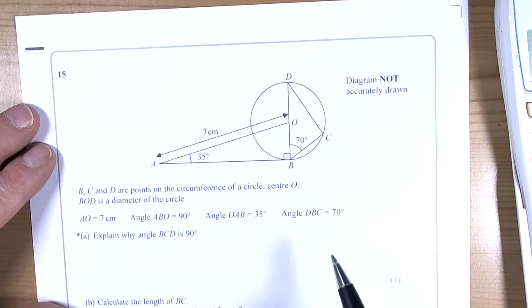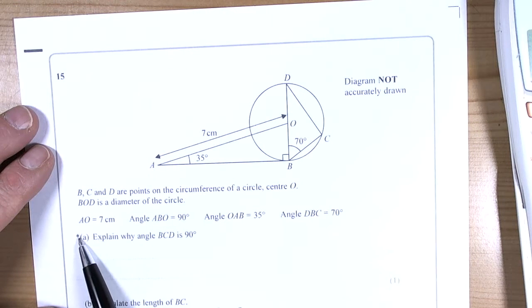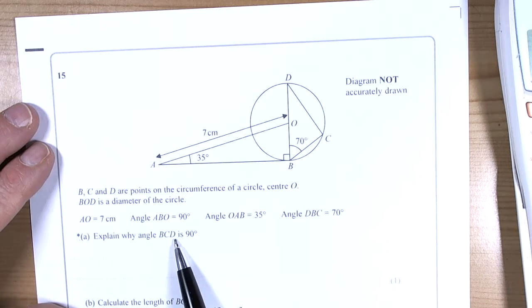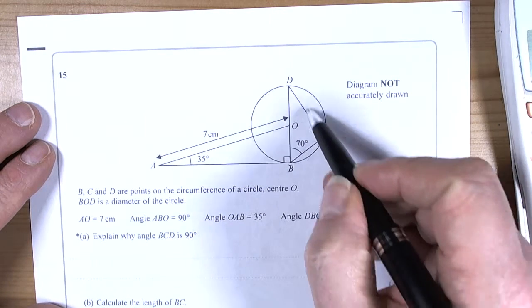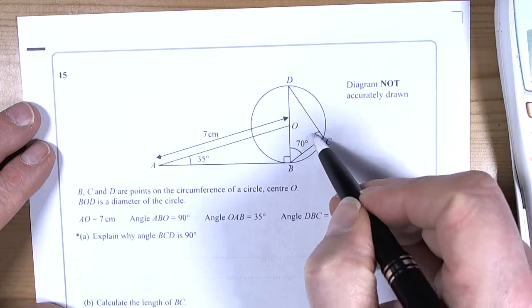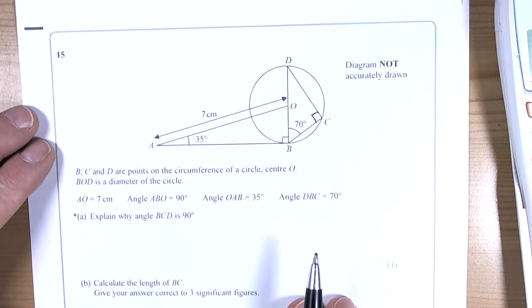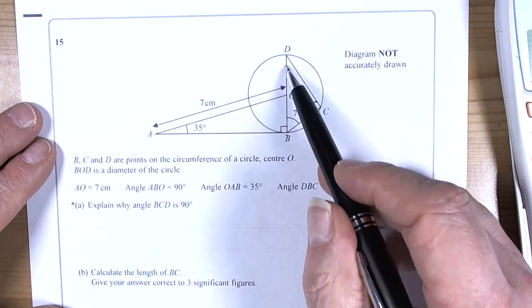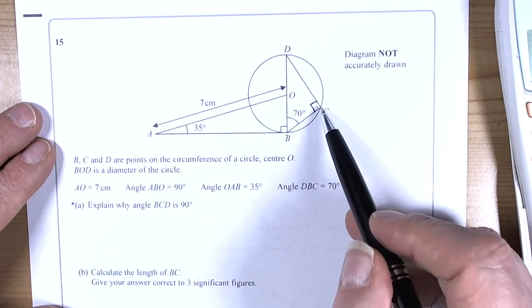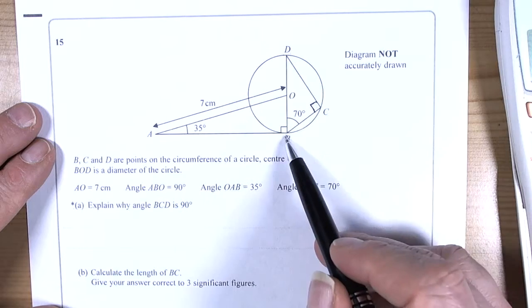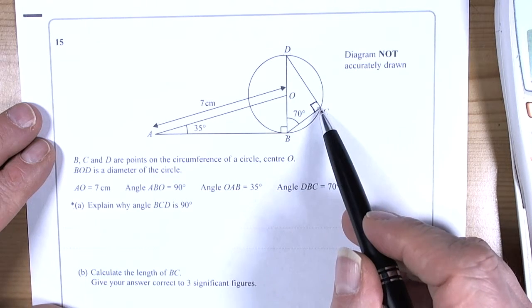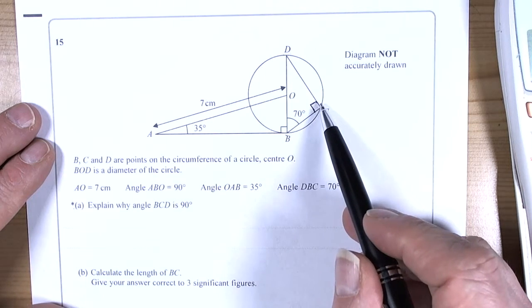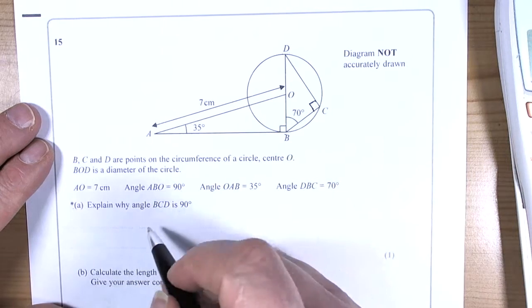So the first part of this question is asking us to explain, because of the star, why the angle BCD, this angle here, is 90 degrees. Well, it's a shape involving a circle and a triangle that is bounded by a diameter DB, where the triangle vertices are all on the circumference. So it links to circle theorems and the idea that the angle in a semicircle is 90 degrees.